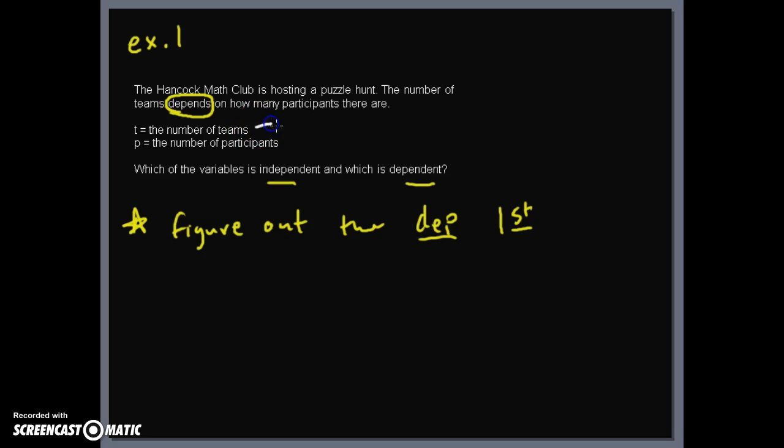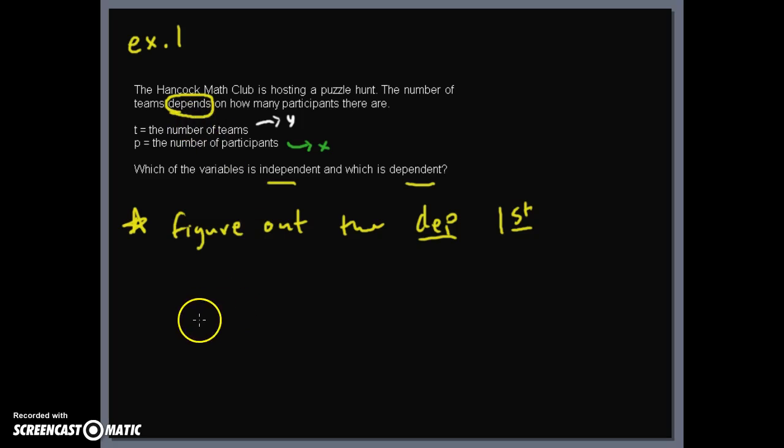I'm sorry. The number of teams is our dependent variable because it depends on how many participants there are. So this is our y, and this is our x.